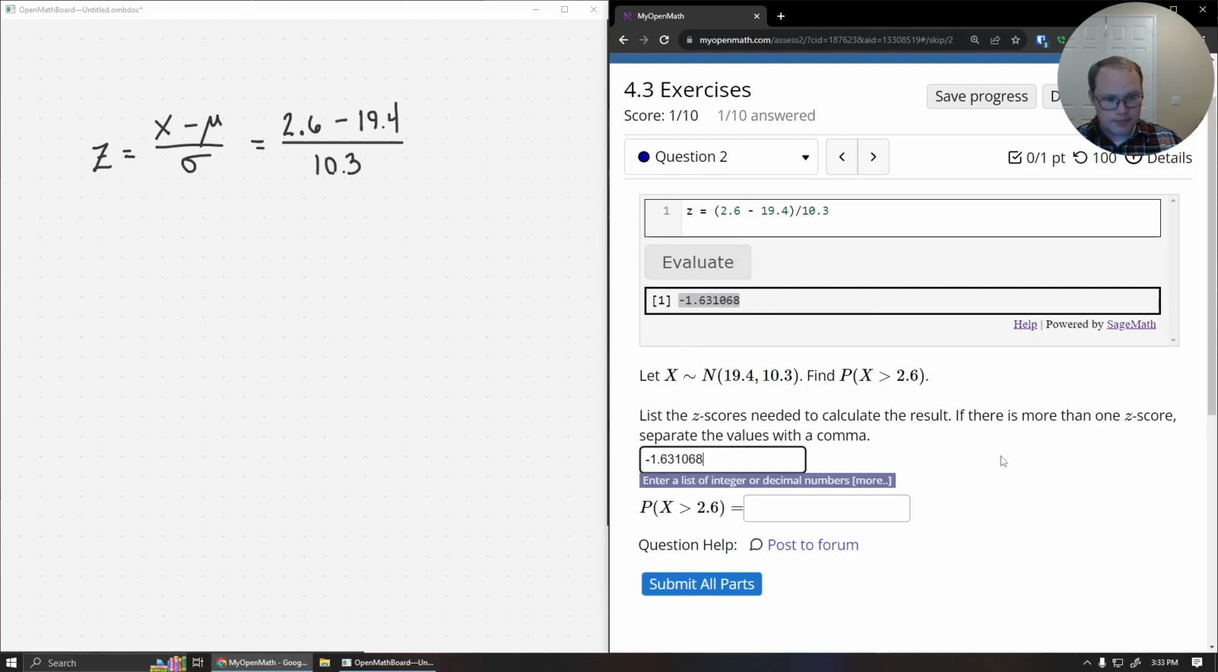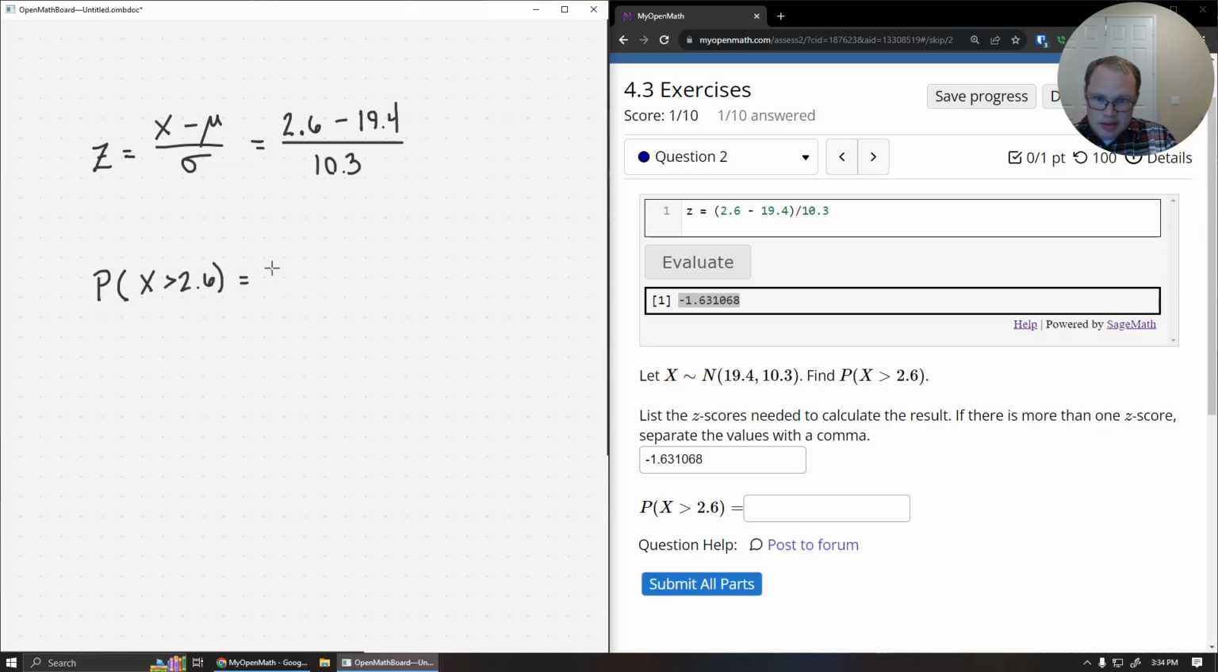Okay, my z-score is negative 1.631068. So that means that in our current normal distribution, the probability that x is greater than 2.6 is the same as the probability in a standard normal distribution that z is greater than that z-score of negative 1.631068.